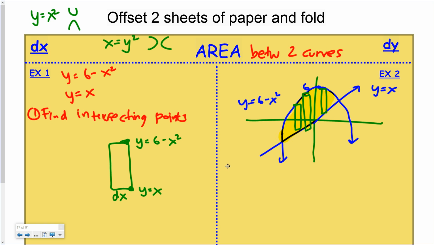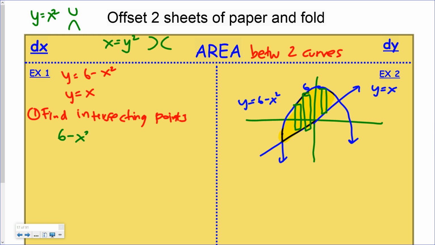But the problem is, how do I know when to start taking the integral and when to stop adding Riemann sum bars? I need the intersecting points. You guys see that? And so that's why I'm going to first find the intersecting points. How do I find these points? Set them equal to each other, right? So let me erase this. To find the intersecting points, I'm going to go ahead and set them equal.